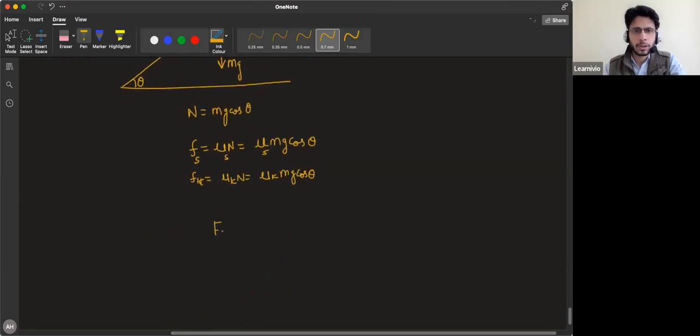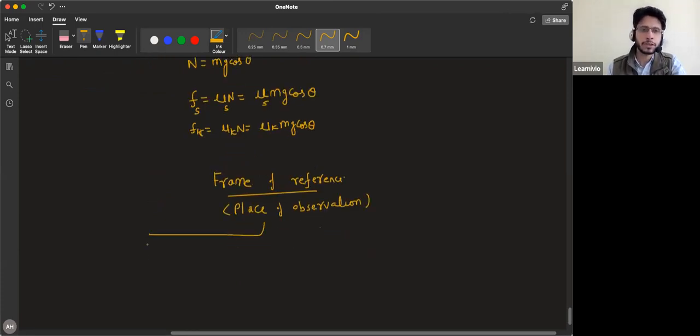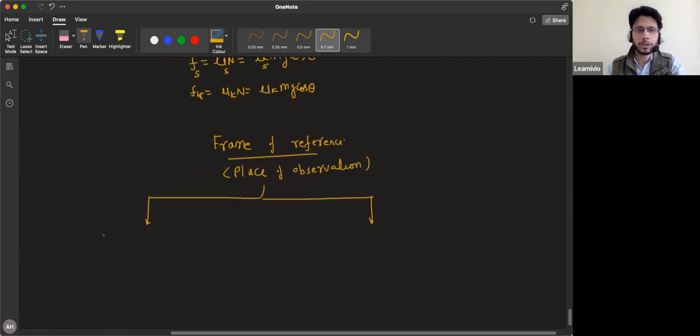So let's start with the frame of reference. Frame of reference simply means place of observation. This is place of observation. So if you are taking some observation by sitting in a car, then frame of reference for you is a car. If you are observing a car by standing on the ground, then for you, the frame of reference will be the ground. So frame of reference can be divided into two parts. It could be inertial, or your frame could be non-inertial.